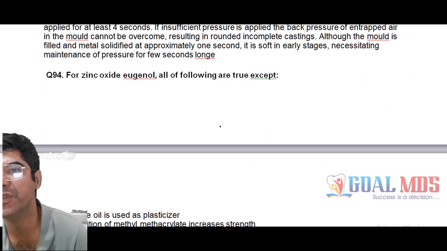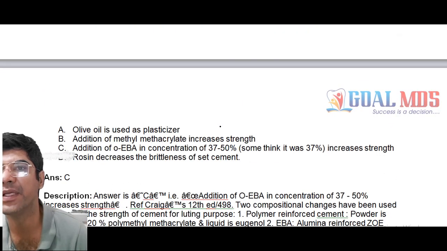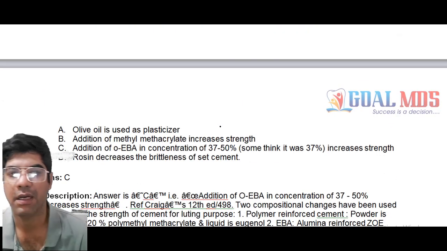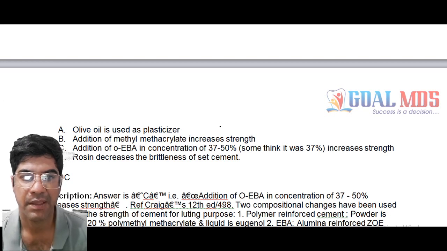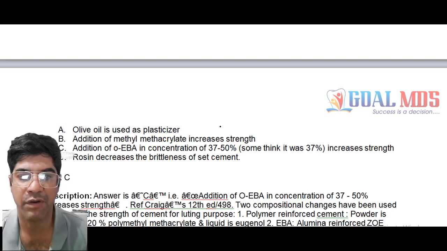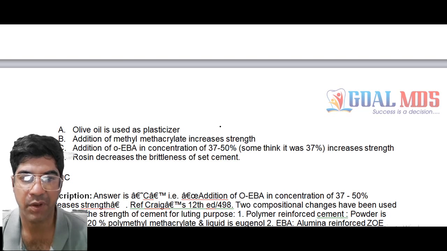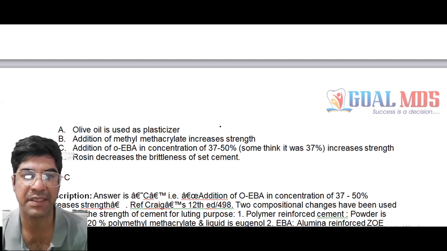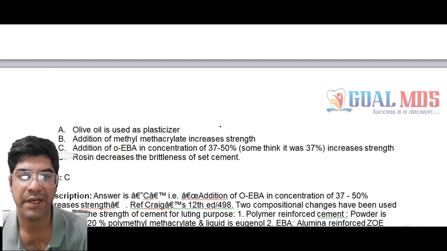For zinc oxide eugenol, all of the following are true except, the C is not correct. The addition of ortho-ethoxybenzoic acid in concentration 37 to 50% does not increase the strength of zinc oxide eugenol cement.